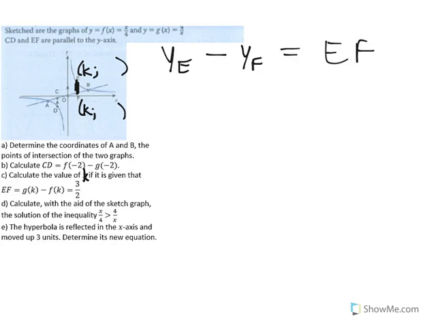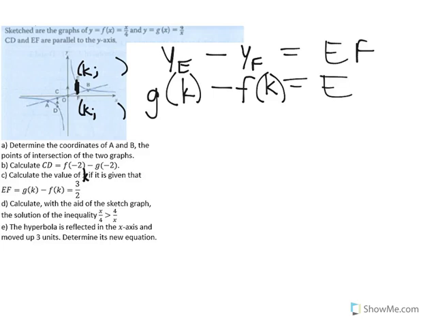And the y coordinate of E is whatever G spits out when my input is k. And the y coordinate of F is whatever the function f spits out when my input is k, right? Because remember, f is the straight line, g is the hyperbola, right? So that's equal to EF. So that's where this is coming from. And we're told that this distance is 3 over 2.